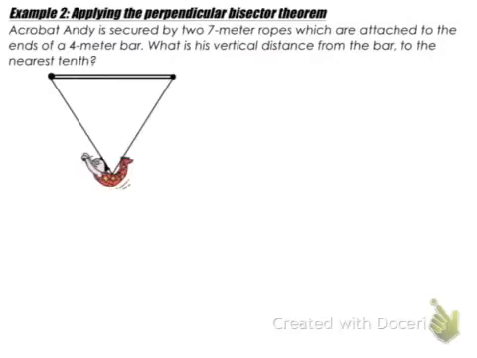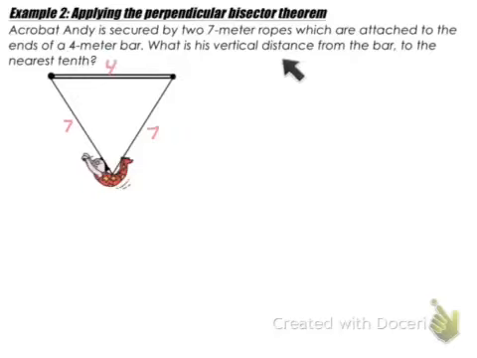Alright, example 2. Acrobat Andy is secured by two 7-meter ropes which are attached to the ends of a 4-meter bar. What is his vertical distance from the bar to the nearest tenth? So then here's the bar, and it looks like Andy is secured by two ropes. I think these two lines are the ropes, so let's mark our diagram as such. Okay, so now those ropes are attached to the ends of a 4-meter bar. So then our top bar is 4 meters long.